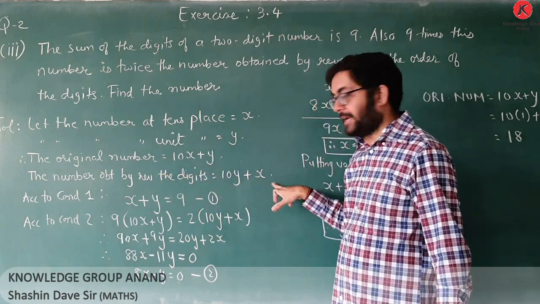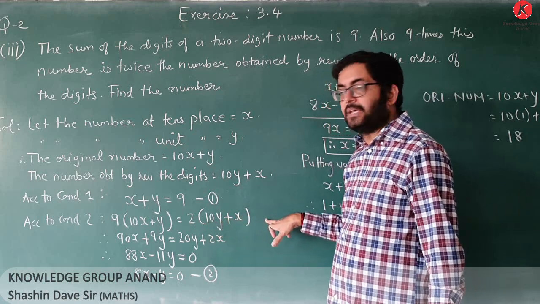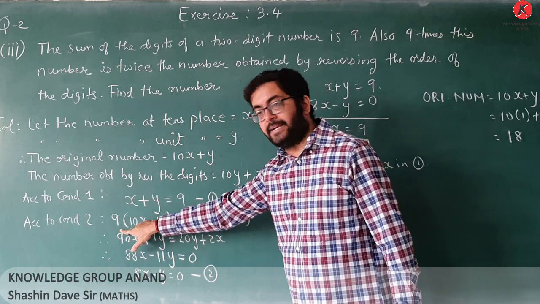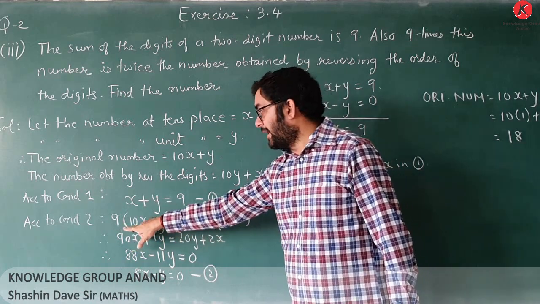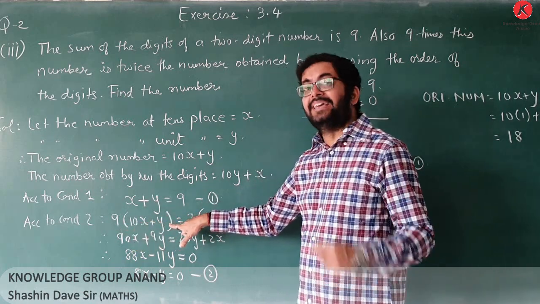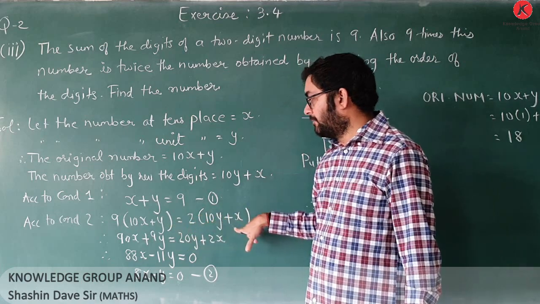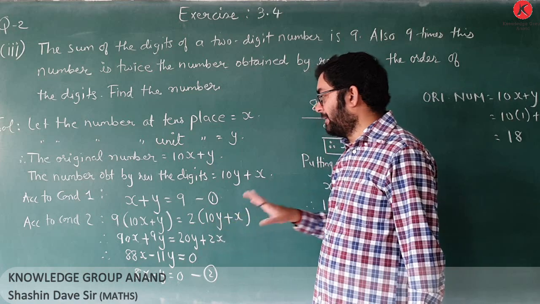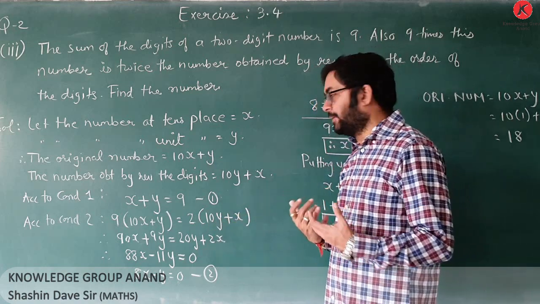10y plus x. So, 2 into 10y plus x. So, once again, 9 times the number. 9 times the number, that is 9 into 10x plus y, is twice the number obtained by interchanging or reversing the digits. So, 2 into 10y plus x. Now, we open the brackets.